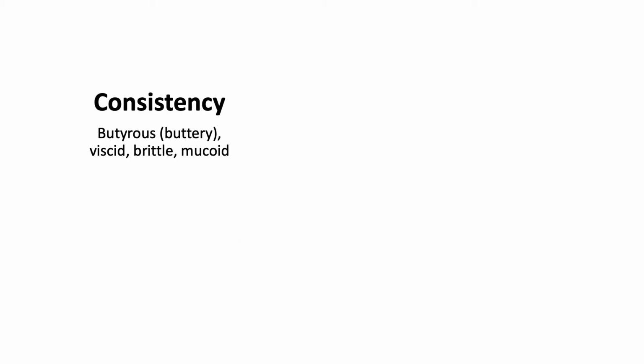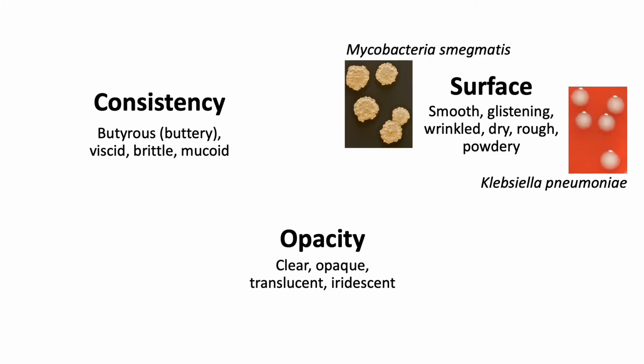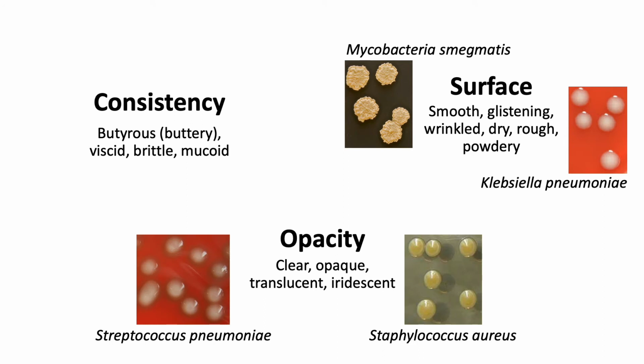Other colony characteristics to consider include consistency, opacity, and surface type. Staphylococci are described as being creamy, whilst the Neisseria species are sticky. Bacteria with capsules typically form mucoid colonies, whilst unencapsulated bacteria tend to have drier colonies. Staphylococci are usually opaque, while streptococci are usually translucent.